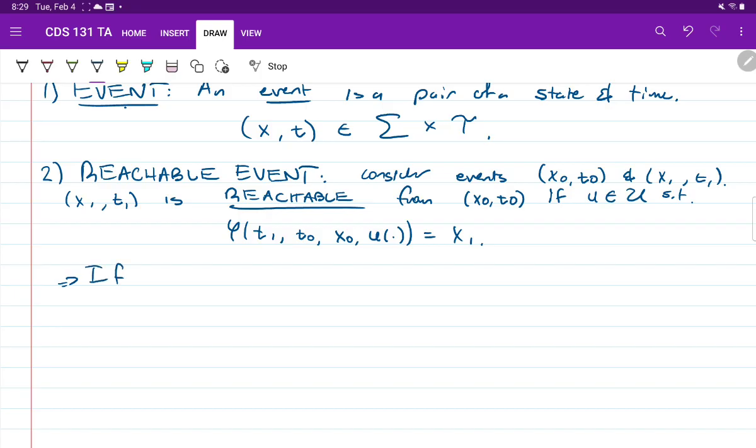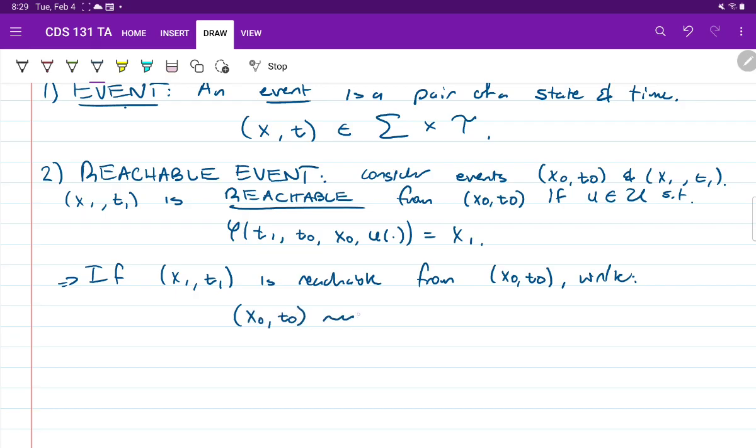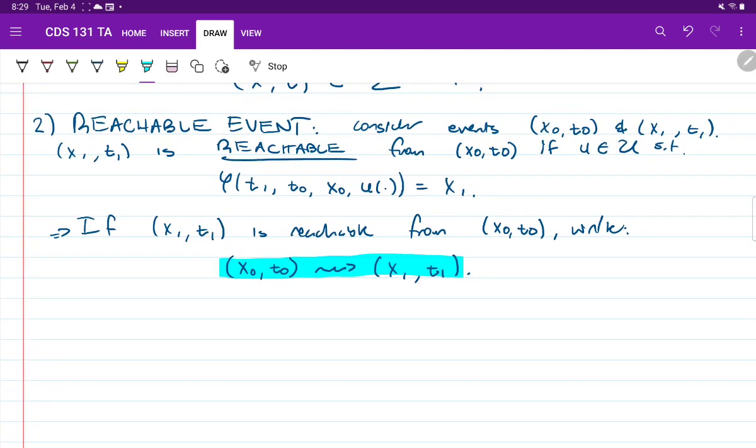So we introduce some kind of nice notation to go along with this, which is if (x1, t1) is reachable from (x0, t0), we write the notation (x0, t0), this little squiggle arrow goes until (x1, t1). Okay? So this is a nice notation just to indicate that (x1, t1) can in fact be reached from (x0, t0). All right? So just note this arrow essentially says, okay, there exists an input signal u that transfers me from one to the other. Okay? It doesn't say anything about uniqueness. It just says there's some input out there that gets the job done.